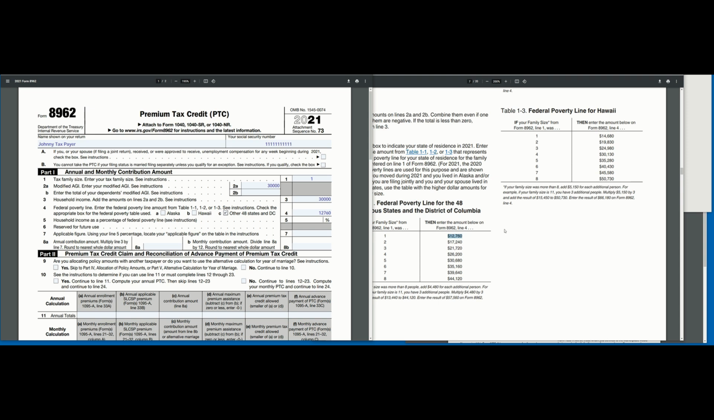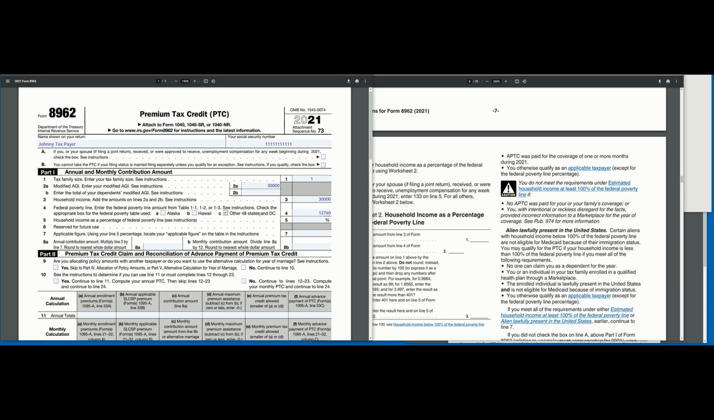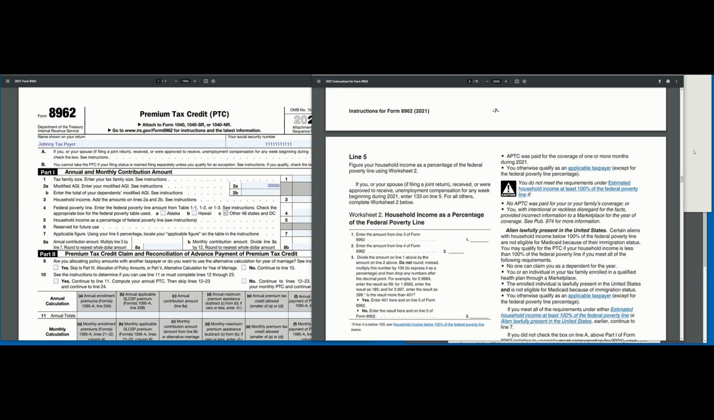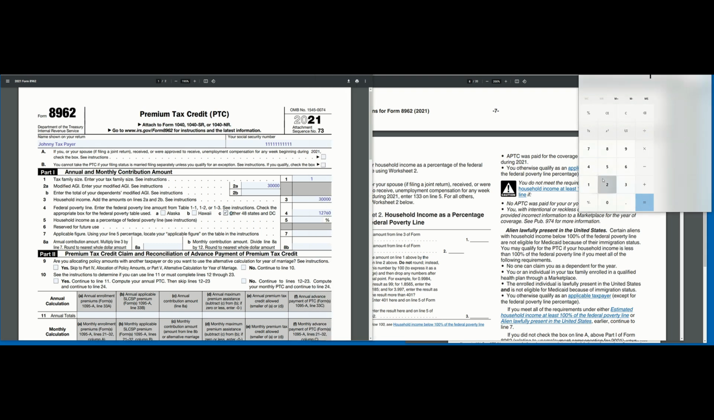And then for line 5, this is where things get a little tricky, because you need to figure out what is your actual FPL level. You can use the numbers from line 4 and line 3 to figure it out. So you take the amount from line 3, which is $30,000, and then you divide it by the amount from line 4, which is $12,760, and multiply that by 100 to get the percentage, which is 235%. So my $30,000 worth of income in this case is at 235% of the federal poverty level for folks who live in the contiguous United States.